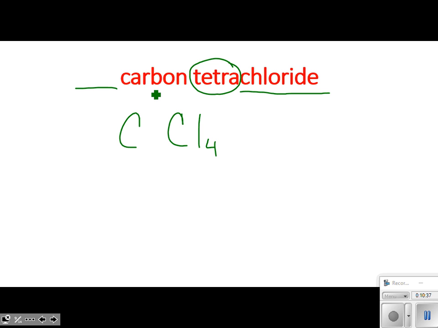Now, what I see a lot of times, I'll tell you what people do wrong with this, is they try to crisscross. And they write C4Cl. We don't do crisscross. The prefix goes with the word that it goes on. So that crisscross is not correct. We don't crisscross doing this.